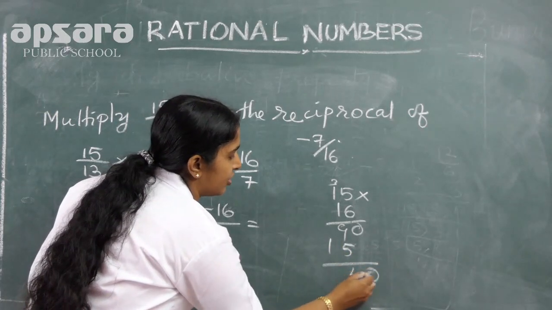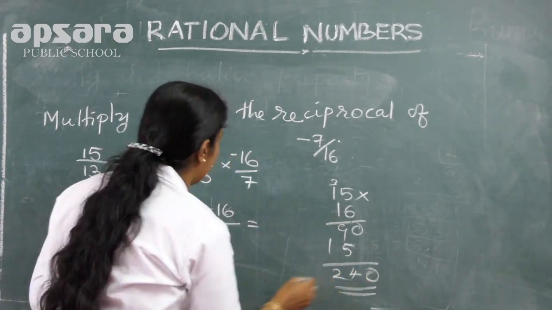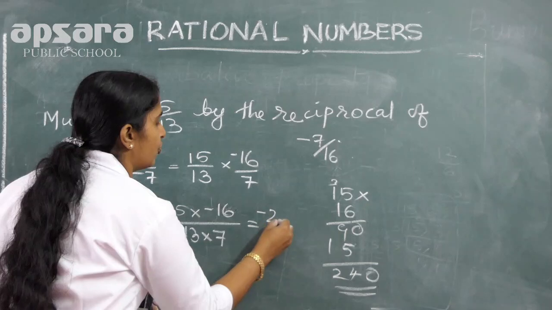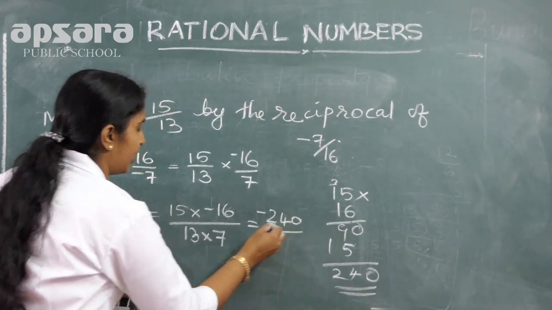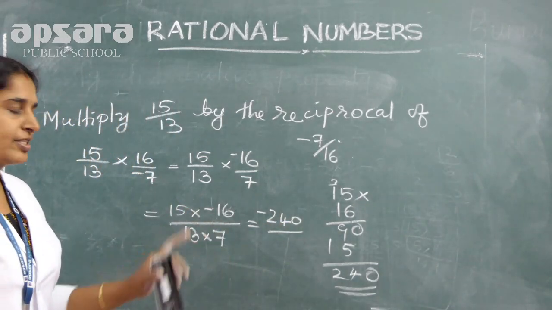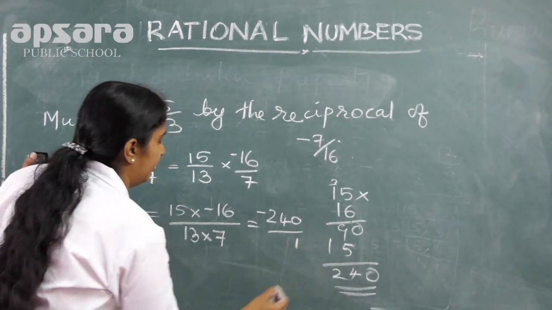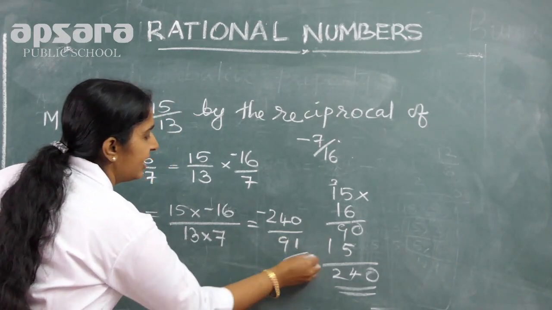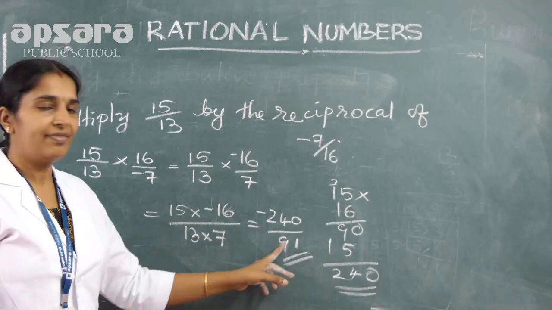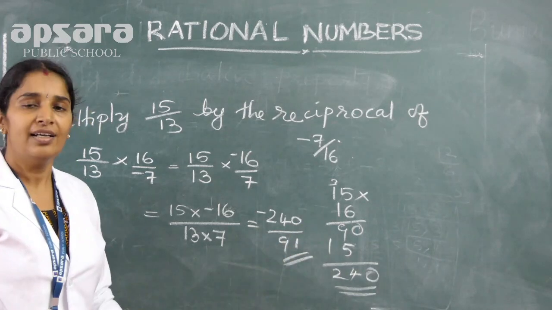Tell me what is the answer you are getting? 240. Numerator is minus 240. And what is the denominator? 13 into 7. 91, right? So minus 240 divided by 91 is the answer.